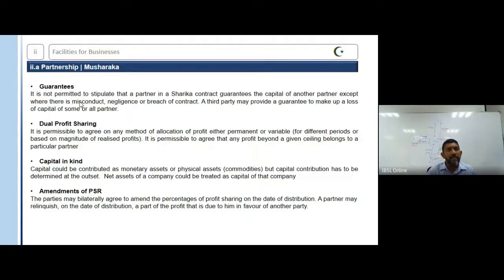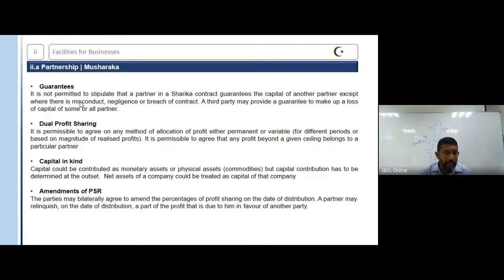Because that guarantee is against the spirit of the product. The product is profit and loss sharing. And if there is a guarantee given saying in case of losses, we will pay you back your capital, that violates the spirit of the underlying product. As such, it's not permissible. So that is a Sharia rule related to Musharaka, related to this particular product.